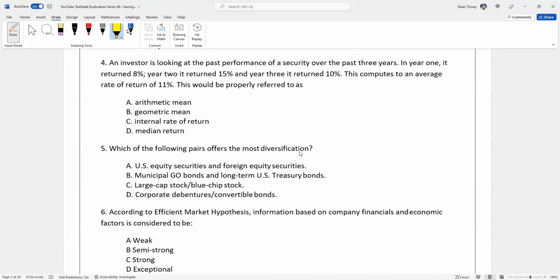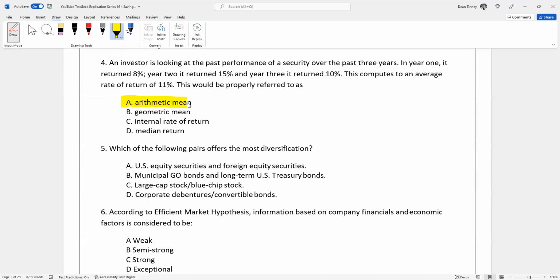Number 4, an investor is looking at the past performance of a security over the past 3 years. It returned 8% in year one, 15% in year 2, and year 3 returned 10%. This computes to an average of 11%. This would probably be referred to as, and you would say, arithmetic mean.